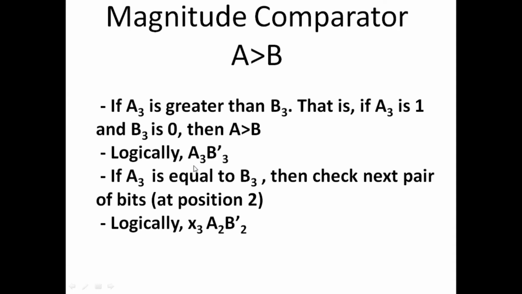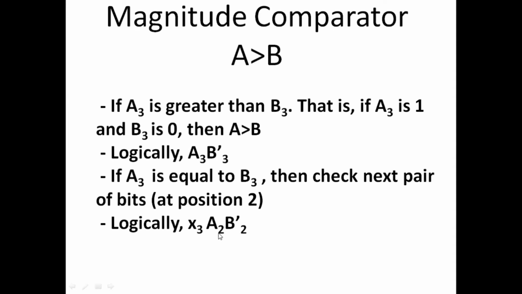For example, if the bits at the most significant position are equal, for example, a3 is equal to b3, then the bits at this position cannot tell us the relation between number A and B. So what we have to do is check the next pair of bits at position 2, and we can logically state this term: x3, which is a logical equivalence relation, and x3 means that the bits at significant position 3 are equal.